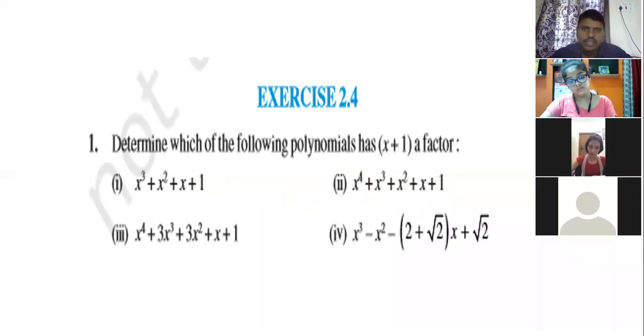Textbook, inside textbook. Exercise 2.4, determine which of the following polynomials has x plus 1 as a factor. They are saying that they are given 4 questions. 1, 2, 3, 4. For 4 questions, you have to check x plus 1 only. Is x plus 1 a factor for the 4 questions or not? We should not change it to minus 1? No, we have to change. For the 4 questions, only one number, we have to check whether it is a factor or not.